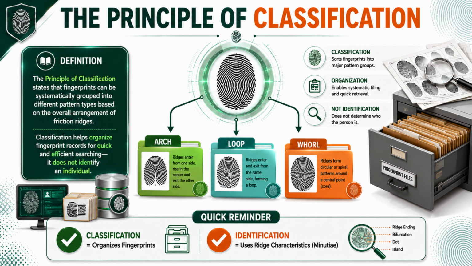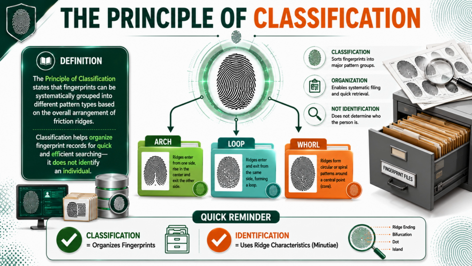Imagine that you are a fingerprint examiner working in a forensic laboratory more than 100 years ago. One day, the police bring you a fingerprint recovered from a crime scene and ask you to identify the person who left it behind. But there is a challenge. Your laboratory has fingerprint records of more than 5 lakh people. There are no computers, no digital databases, and no automated search systems. Every fingerprint is stored on paper cards inside large filing cabinets.